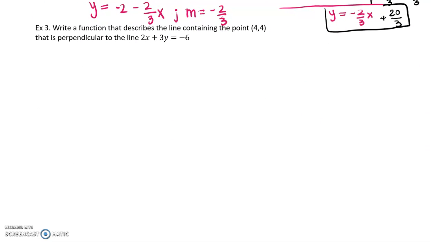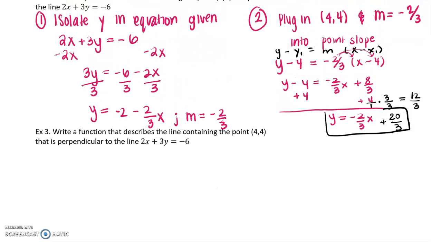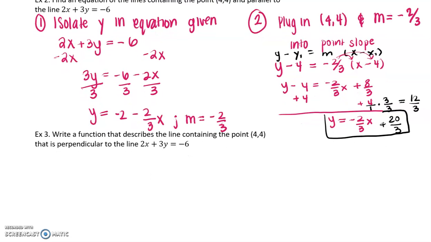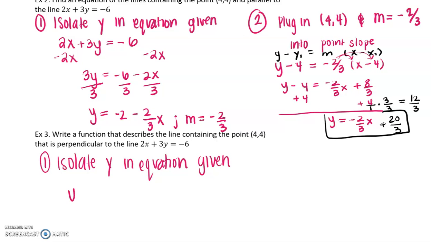So that would be my answer in slope-intercept form. Okay, so this next one says, write a function that describes the line containing the point (4, 4) and that is perpendicular to 2x + 3y = -6. So if you notice, it's actually the same line and the same point, but now I want a perpendicular slope. So what I'm going to do is just copy over isolate y in the equation given, and then copy over the isolated equation.